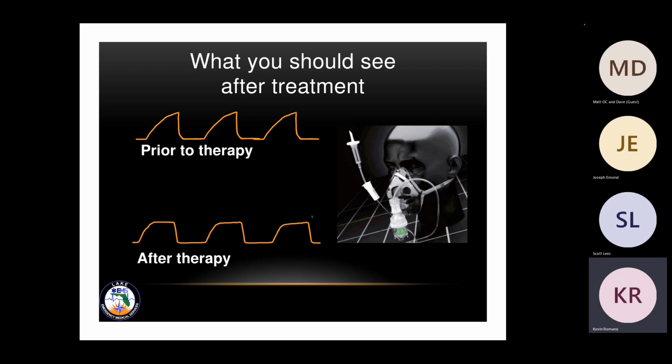So what should you see after treatment? After therapy, you should start seeing a more normal waveform. That allows the bronchioles to dilate, allowing for better gas exchange and off-gassing at the alveolar level. If we're not seeing these changes with our treatment, then we have to do more treatments to help with that, whether it's going into magnesium or going into epi to help open up these airways.